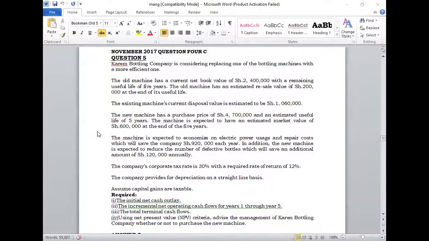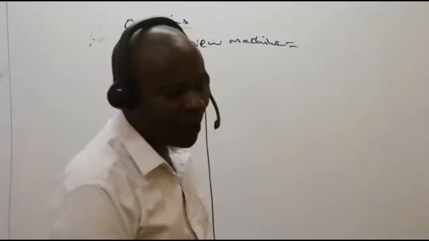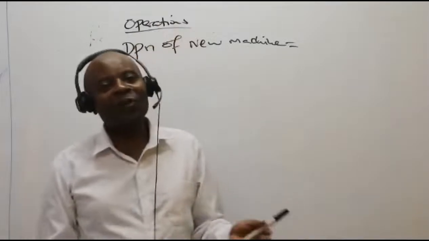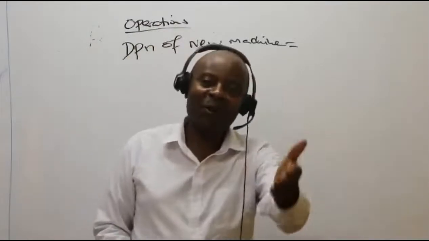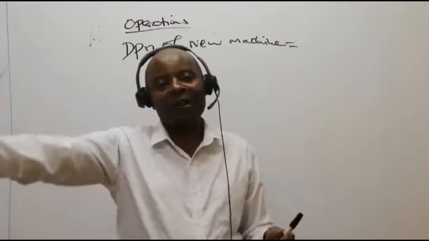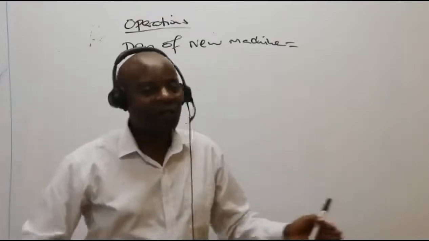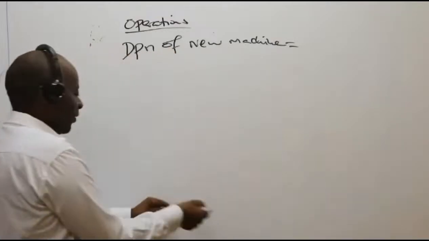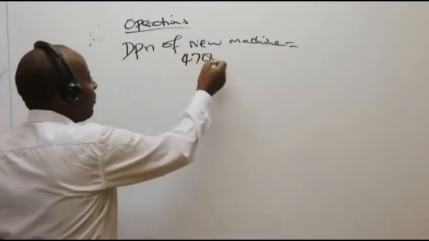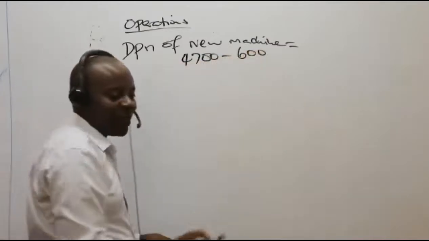So we are told here the new machine has a purchase price of 4,700 and an estimated useful life of 5 years. The machine is expected to have an estimated market value of 600,000 at the end of 5 years. Remember, not unless we are told otherwise, depreciation is straight line. You take the initial cost of the machine minus the scrap, all over the number of years. So initial cost here is 4,700. They have given us the scrap of 600.